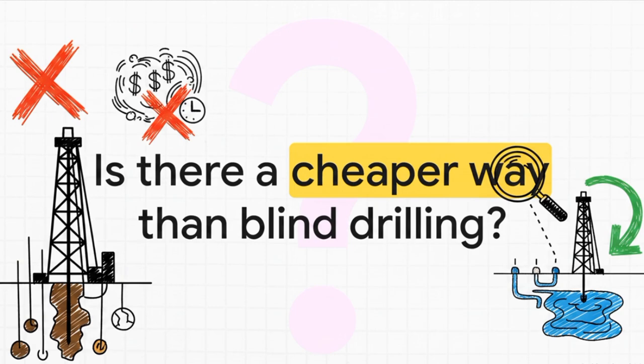This kind of trial and error method is an incredibly expensive gamble. It just wastes immense amounts of time and money. So that leads us to a pretty big question. Is there a cheaper way to find water than just blind drilling? The answer is a resounding yes, and it all comes down to an ingenious method called the electrical resistivity survey.